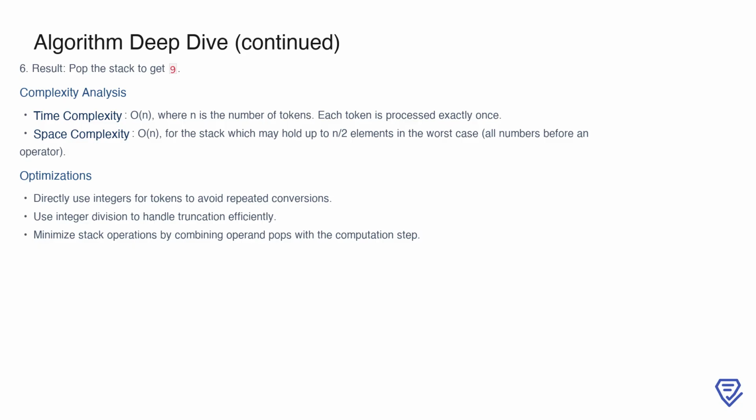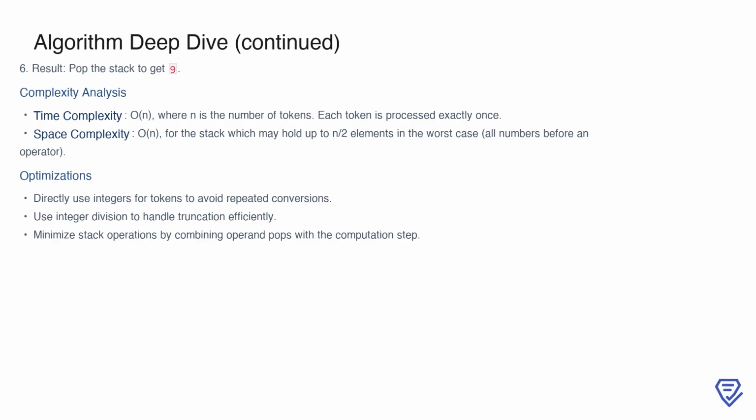Now, let's analyze the algorithm's complexity. The time complexity is O(n), where n is the number of tokens, because each token is processed exactly once. The space complexity is also O(n), as the stack can hold up to n/2 elements in the worst-case scenario, which occurs when all tokens are numbers before any operator appears.